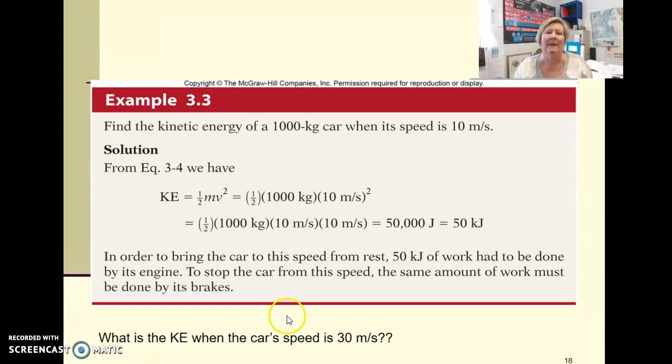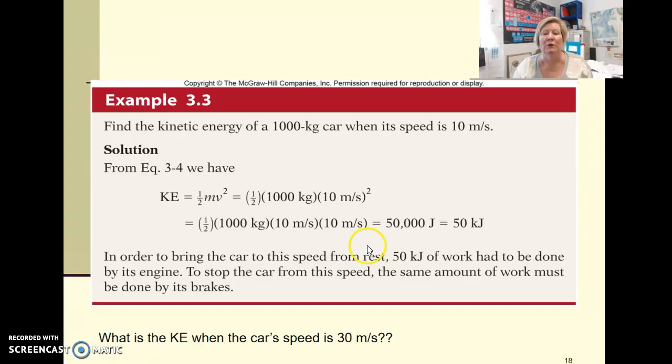We're going to find the kinetic energy of a 1,000 kilogram car when its speed is 10 meters per second. So here's our formula, 1/2 mass velocity squared. And the mass of our car is 1,000 kilograms. So you can plug that in there. And the speed, 10 meters per second. Do not forget to square it. So 10 squared is 100, or as they've written it, 10 times 10 meters per second. When you do the math here, you end up with 50,000 joules. And if you were to convert that to kilojoules, it's simply 50 kilojoules.